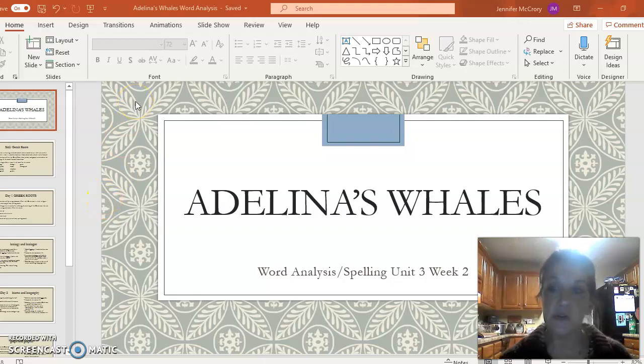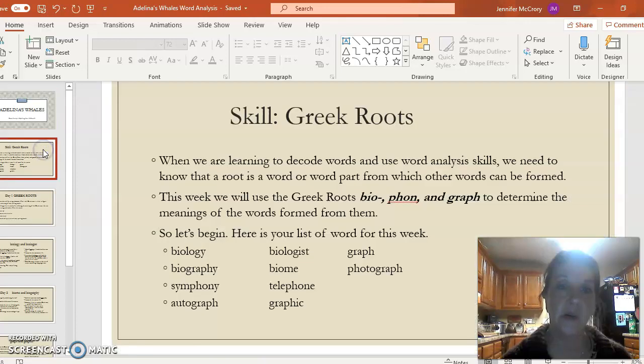Hey, boys and girls, welcome to Unit 3, Week 2 of our word analysis, our spelling unit for Adelina's Whales. Let's go ahead and get started. This week we are going to be talking about our skill, Greek roots this time.